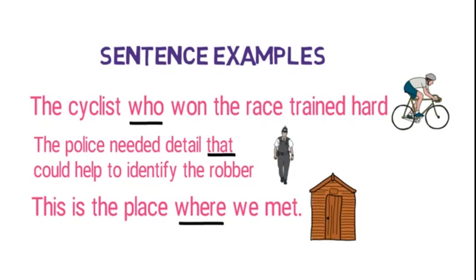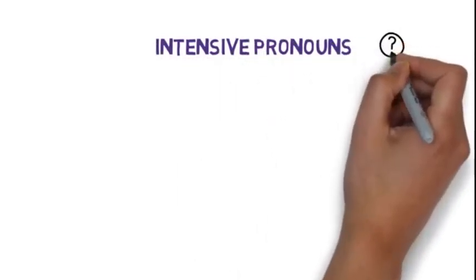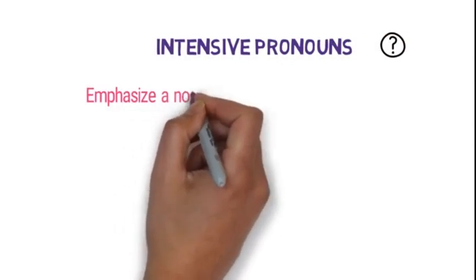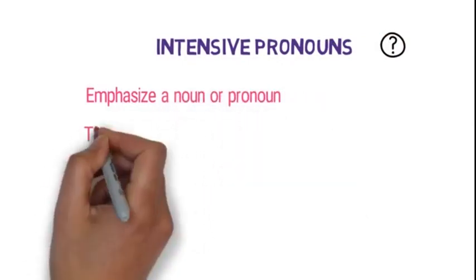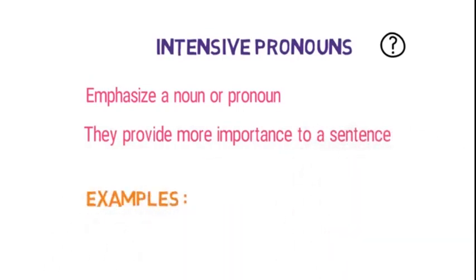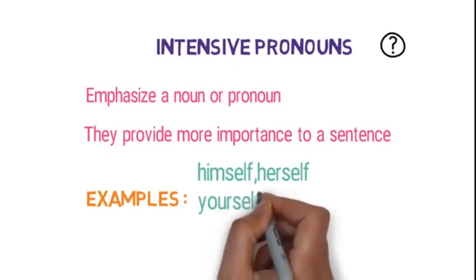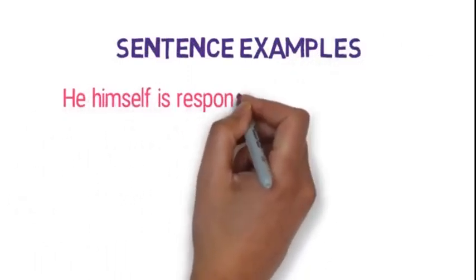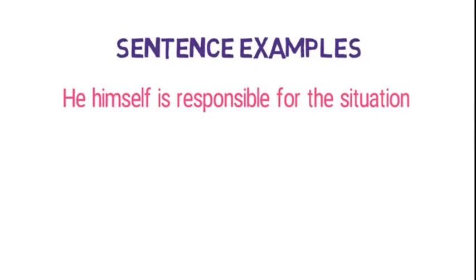Now, let's look into the next category of pronoun. Intensive pronouns. So what are intensive pronouns? They emphasize a noun or pronoun and give more importance to a sentence. Examples of them are himself, herself, yourself, themselves, ourselves. Let's look into the sentence examples of them. He himself is responsible for the situation. Here we are emphasizing he, using himself, giving more importance to the sentence.